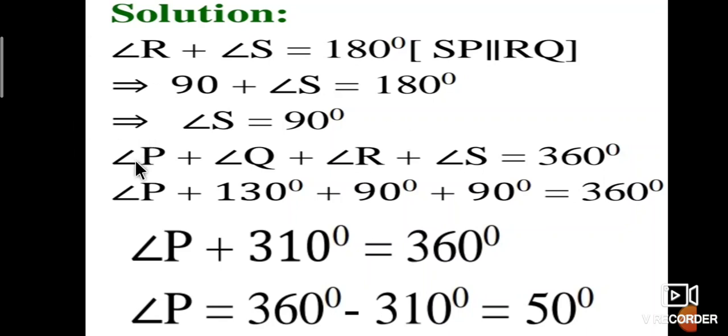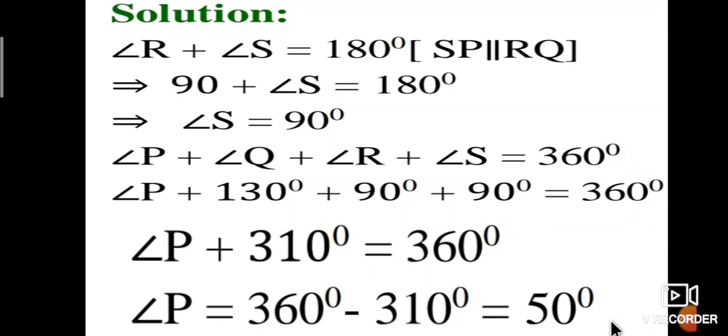Here we consider angle P plus angle Q plus angle R plus angle S is equal to 360 degrees. Therefore, angle P plus 130 plus 90 plus 90 is equal to 360 degrees. Therefore, angle P plus 310 degrees is equal to 360 degrees. Sorry, this is 310 degrees. So angle P is equal to 360 minus 310, which is 50 degrees.